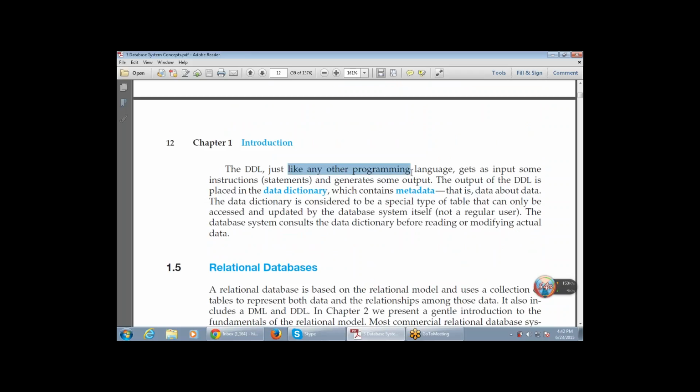The DDL, just like any programming language, gets some statements as input and generates some output. Now, what is the output of the DDL? It is a data dictionary that contains the metadata. As the name suggests, a data dictionary is a collection of various data. So we can say metadata is data about data. The data dictionary is considered a special type of table that can only be accessed and updated by the database system itself.